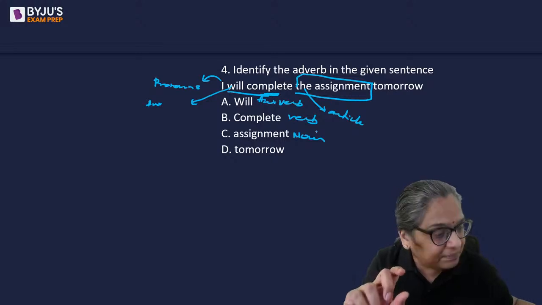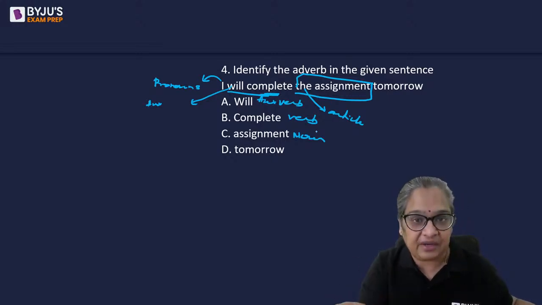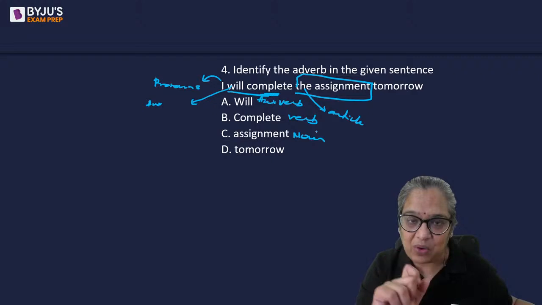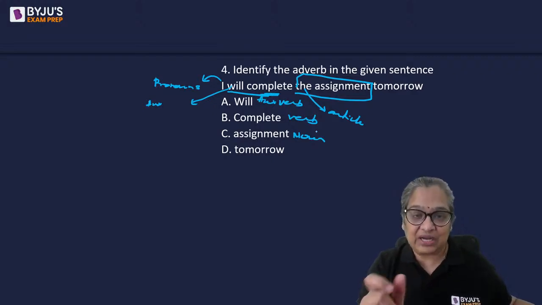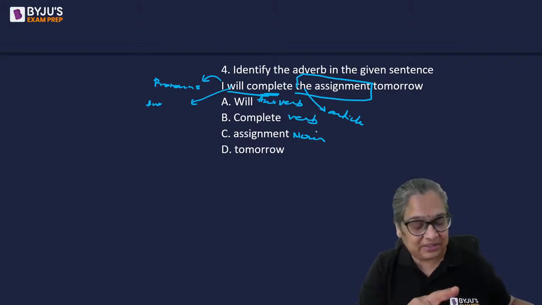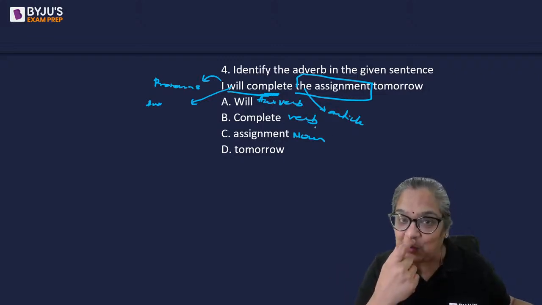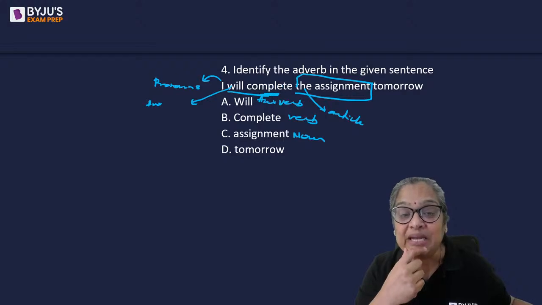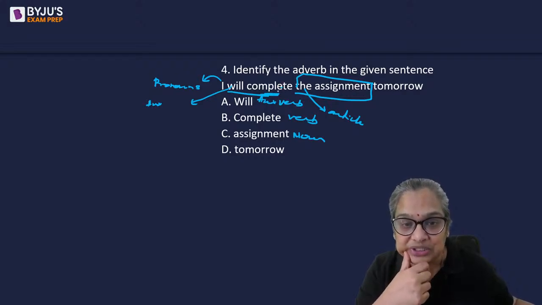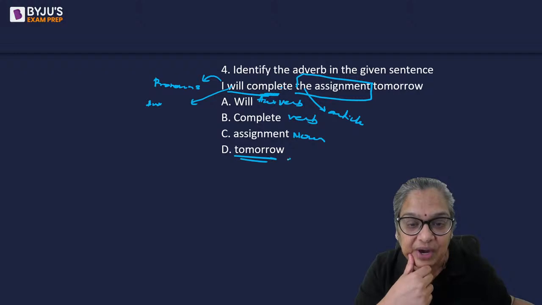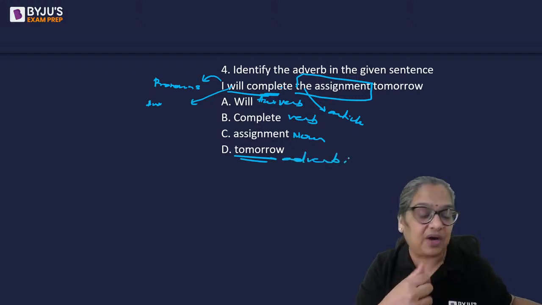Assignment is a noun. I will complete the task, I will complete the work, I'll complete the painting, I'll complete the book. Ab jisi ke saath you substitute it, if you are in doubt about the word, substitute it with another word which doesn't make a difference in the sentence, but you will know the part of speech. So this is a noun. When will you complete it? Complete it tomorrow. So it tells you more about the verb and therefore this is the adverb.